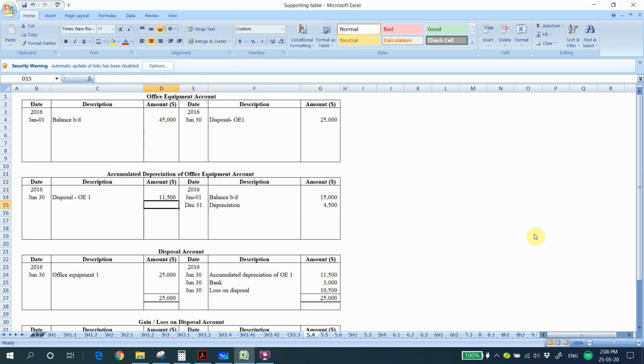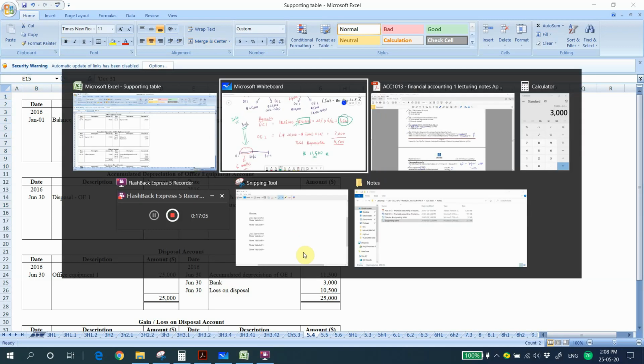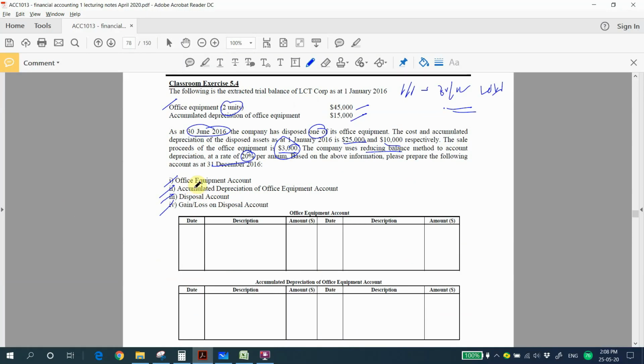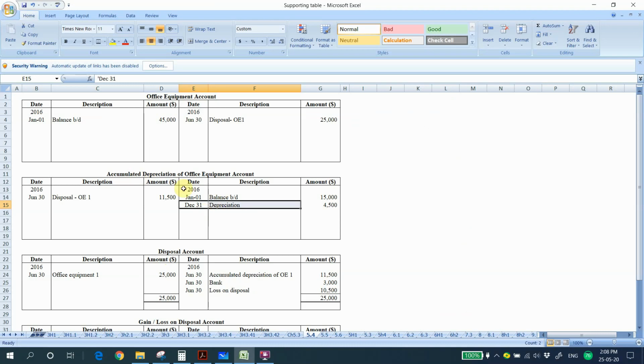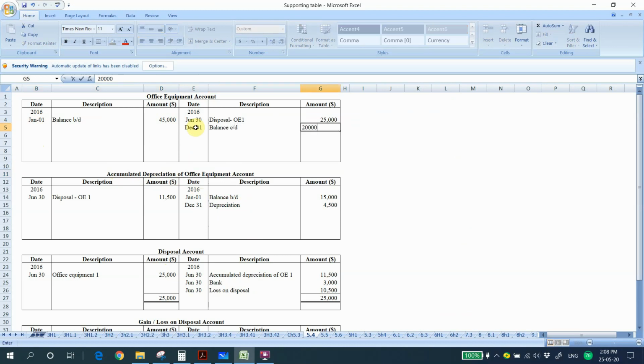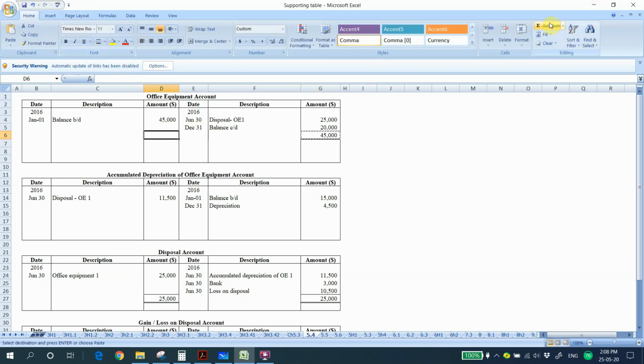So after you record the depreciation, we can do the closing of account. So for depreciation account, because the requirement does not require us to prepare, we no need to show here. But you have to understand what is the double entry when we recognize the depreciation in our accumulated depreciation account. So let's do the closing. So this is December. Balance CD 20,000. And this amount we will bring to next financial year.